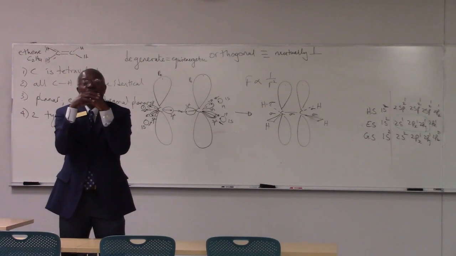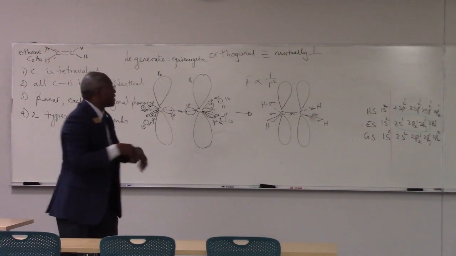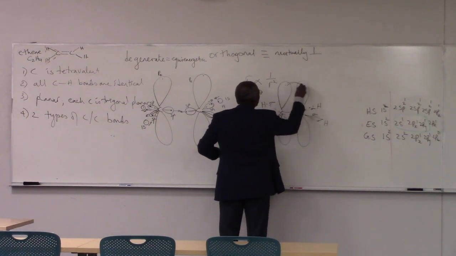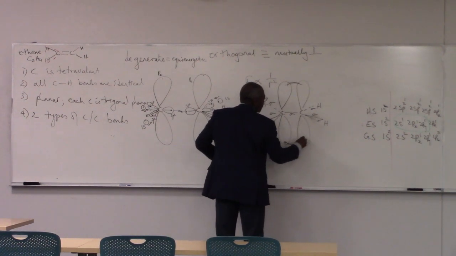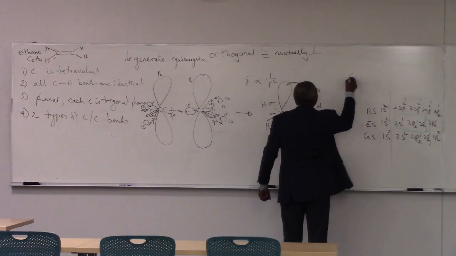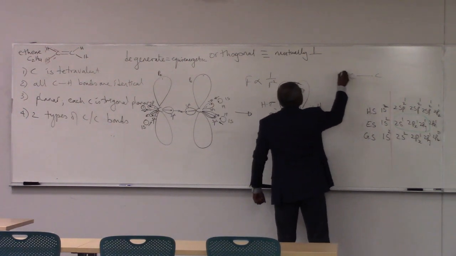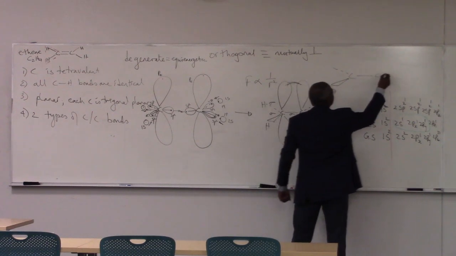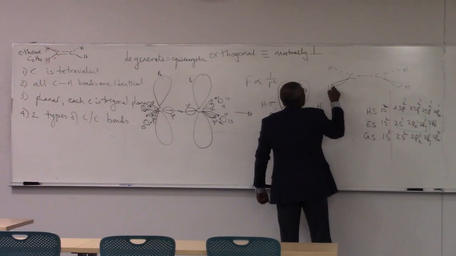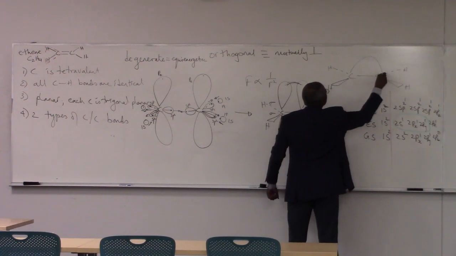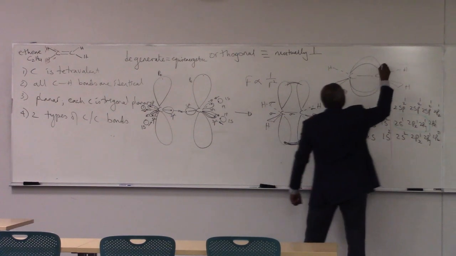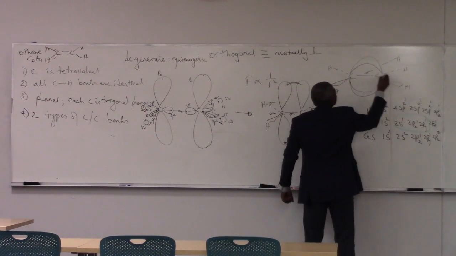So what they're going to do is overlap side-on. Right? These are going to lean into each other and overlap, top lobe and bottom lobe. So what I'll get is what's often referred to as the banana-shaped bond. So here are the H's, and I'll make a bond that looks like this, and that's called the pi bond.